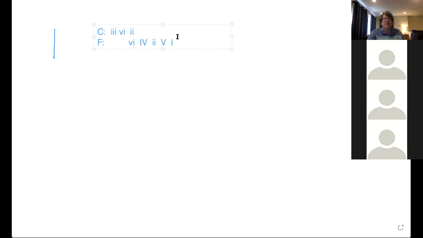6 to 4 to 2 to 5 to 1. That's right out of our chord progression chart, which you do have to know. You can bring it with you because it's an open book test, but make sure you know how it works. But this chord's in both keys.